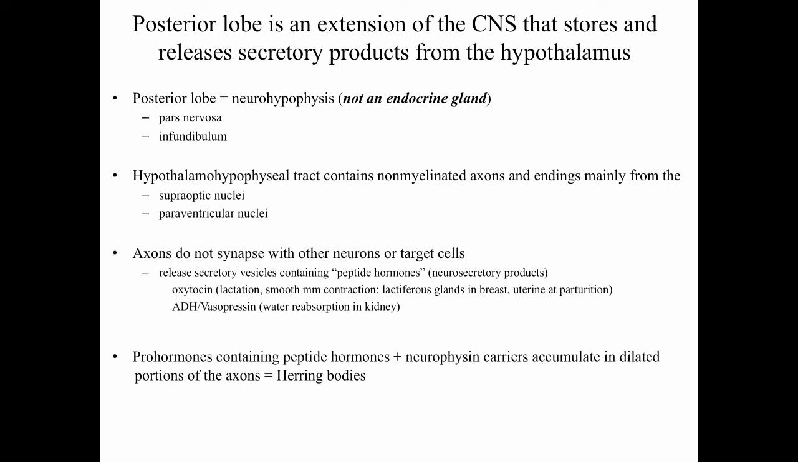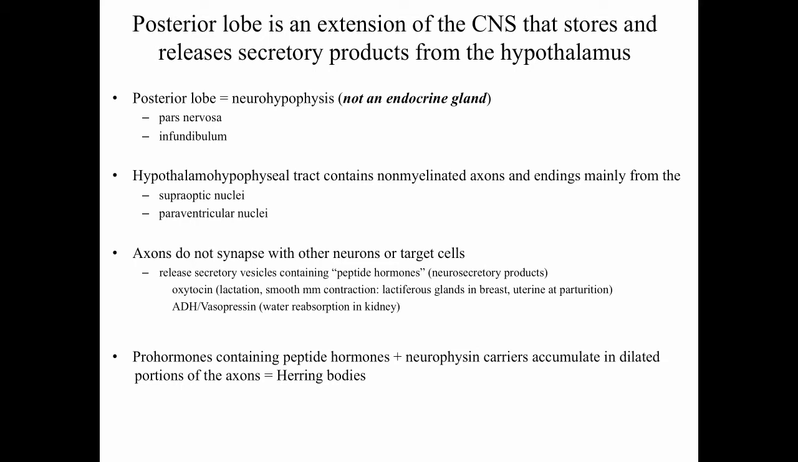Now, these axons don't synapse with other neurons or target cells. Rather, they release secretory vesicles containing peptide hormones, the so-called neurosecretory products. And these products are oxytocin and ADH or vasopressin. Oxytocin stimulates lactation by causing contraction of the myoepithelial cells in the lactiferous glands of the breast. Oxytocin also stimulates smooth muscle contraction in the uterus during parturition. As you know, ADH stimulates water reabsorption in the kidney.